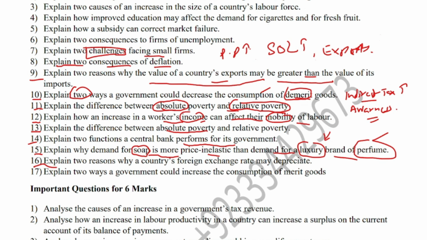Explain 2 reasons why a country's foreign exchange rate may depreciate. Foreign exchange rate is the price of a currency in terms of another currency, and depreciation means fall in value of currency in terms of another currency. Right, so 2 reasons for fall in value of currency. The one reason can be fall in interest rate offered by the currency. When interest rate is low, people will stop purchasing such currency, so its value will decrease.